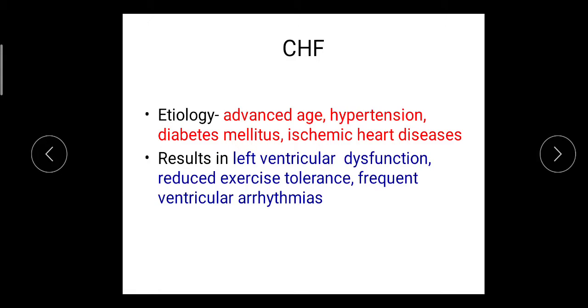Now the etiology, or causes, of CHF. It occurs due to advanced age, hypertension, diabetes mellitus, and ischemic heart diseases. And CHF results in left ventricular dysfunction, reduced exercise tolerance, where the patient cannot exercise much, and frequent ventricular arrhythmia. So these are the results that occur due to CHF.